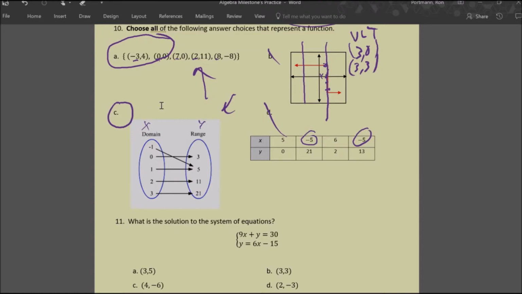All right. That's all the time for this, so we'll move on to the next one here. We're going to get to number 11 next.